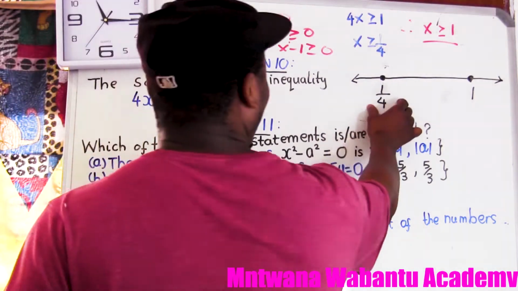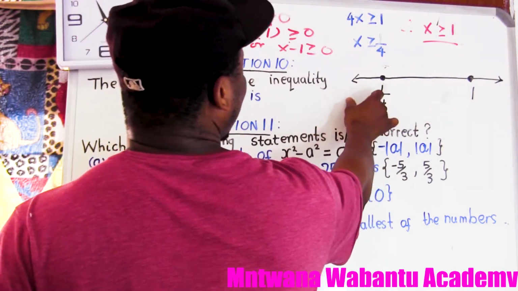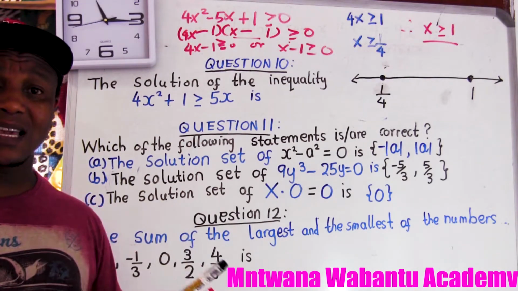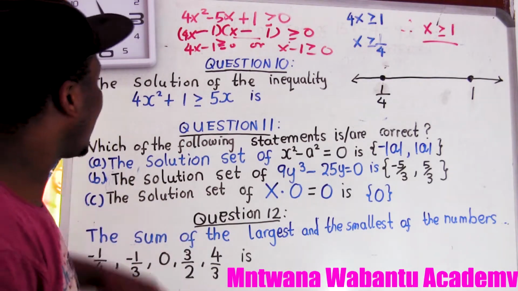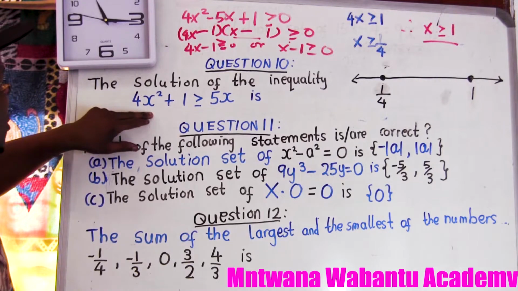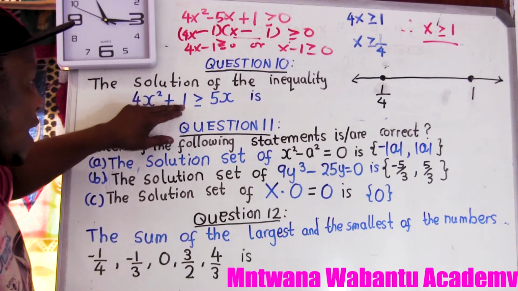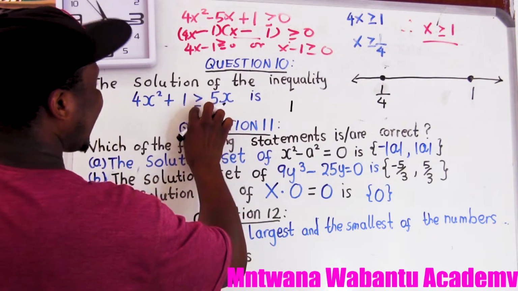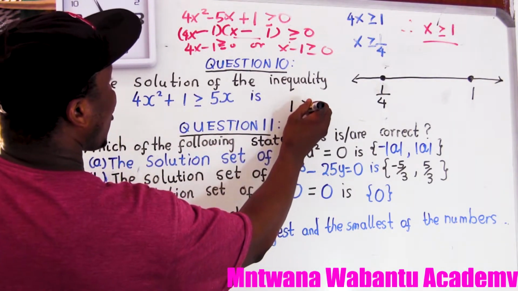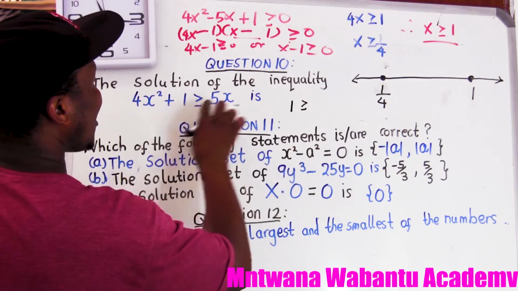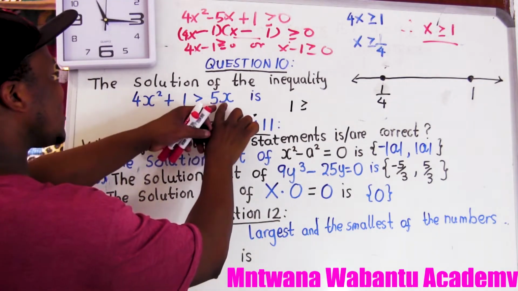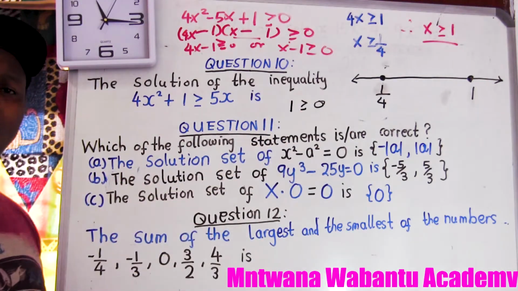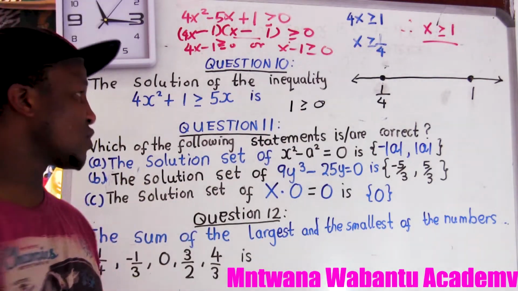Look, 1 over 4, 0, negative. You can take 0 or negative 1. I don't like to give myself a hard time. I'm going to take an easy number, 0. Put 0 here. 4 times 0 equals 0, plus 1, 1. So if x equals 0, the left-hand side is going to be 1. Now we want to see if it's greater or equal to, what is our x? We say 0, 5 times 0 equals 0. Is it true that 1 is greater or equal to 0? Oh, yes, 1 is bigger than 0. So this is true.